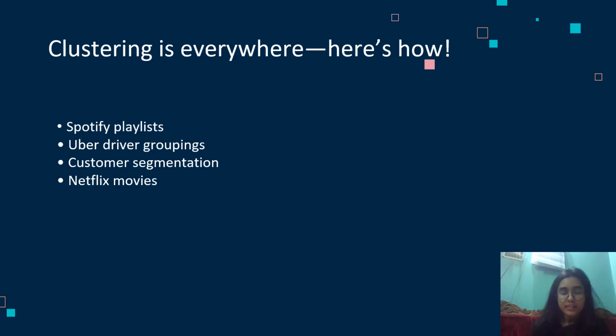It's something we see in real life every day. For instance, when Spotify suggests playlists based on our music tastes, it's clustering our preferences with those of similar users. Uber clusters drivers into areas to balance supply and demand more efficiently. Netflix uses clustering to recommend movies that people with similar viewing habits have enjoyed. In all these cases, data points are grouped based on similarity. The goal is to discover hidden patterns without any prior labels or training.